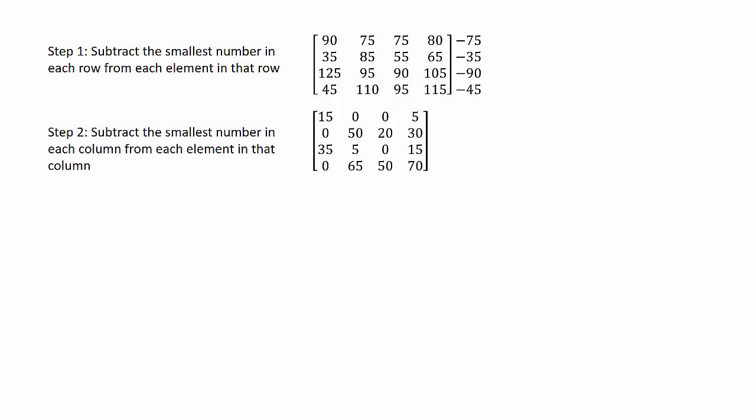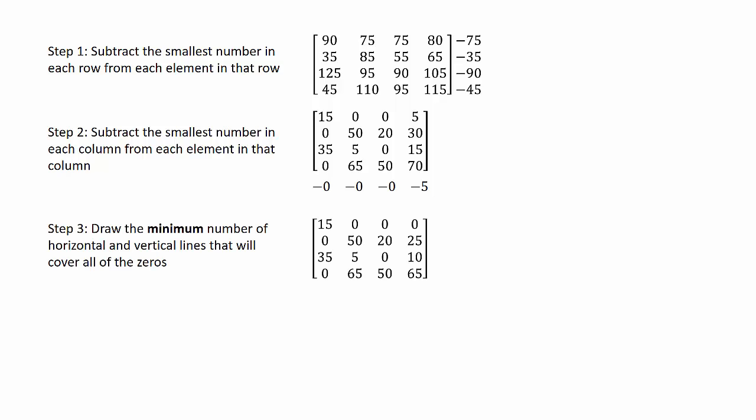Step 2, we do the same thing with the columns. We find the smallest number in each column and we subtract it from each element in that column. Now, I've already got some zeros here, so I've written in that the first 3 columns, the smallest number is all 0, so I'm taking 0 from each of those. You don't actually need to write that if you don't want to. I'm just demonstrating that that's the smallest number. In the 4th column, 5 is the smallest number, so I'm going to subtract that and I'll see what sort of matrix I get. So you can see now I've got a new matrix and I'm on to step 3.